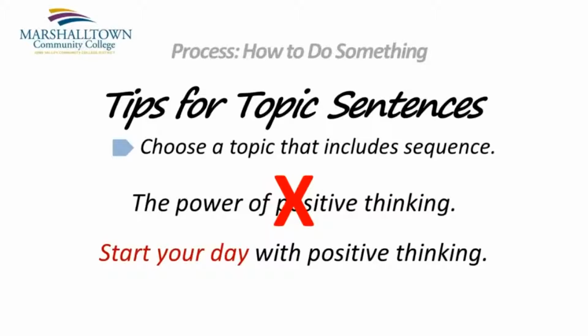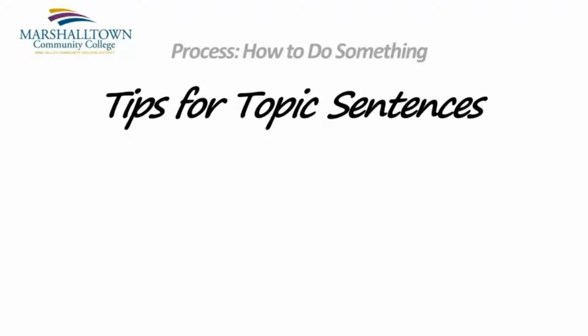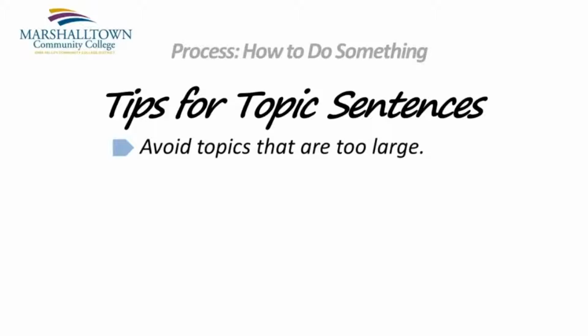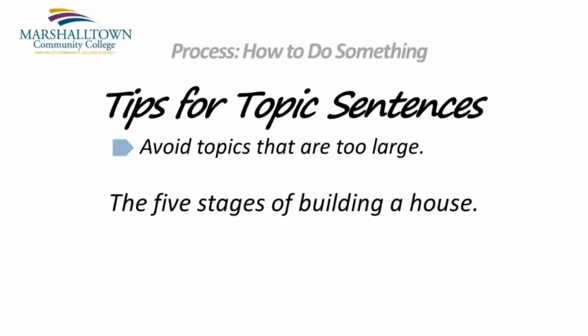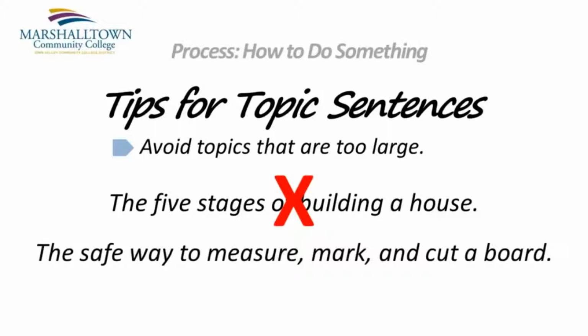Another important consideration when writing your topic sentence is to make sure your topic is small enough to write about in one paragraph. For example, this topic sentence, "The 5 stages of building a house," might be fine for a full-length article or even a book, but the topic is much too large for a single paragraph. A better topic sentence for this assignment might be, "The safe way to measure, mark, and cut a board."